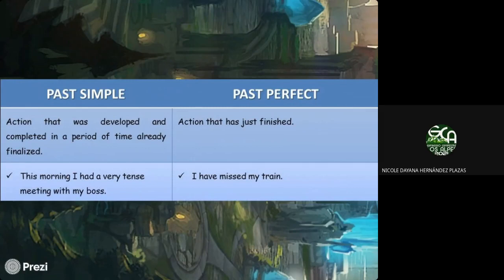So, I have just missed my train. I have missed my train. Llegaste, corriste, el transmilenio. Llegaste, corriste, te esforzaste, metiste la mano, pero igual arrancó. So, can you see? But it's algo que acaba de pasar. I have just eaten.